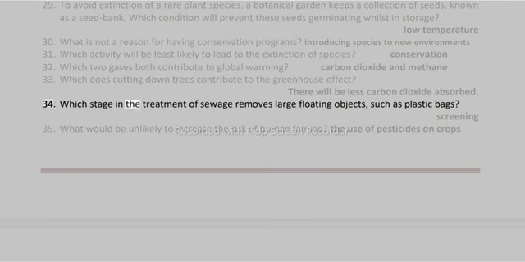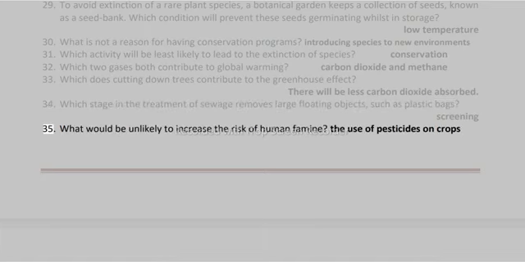34. Which stage in the treatment of sewage removes large floating objects, such as plastic bags? Screening. 35. What would be unlikely to increase the risk of human famine? The use of pesticides on crops.